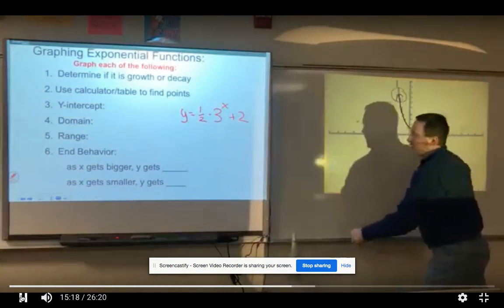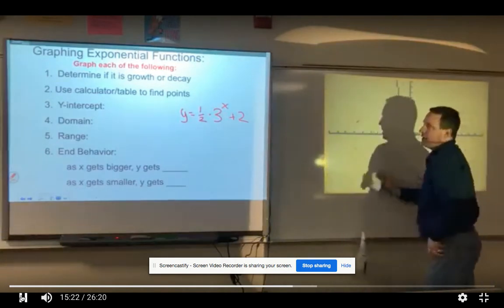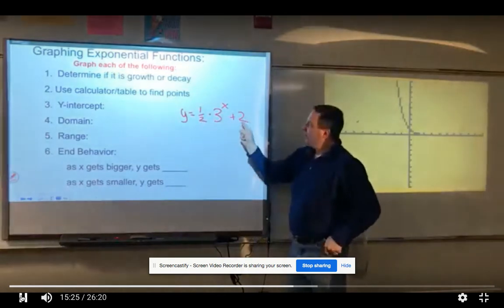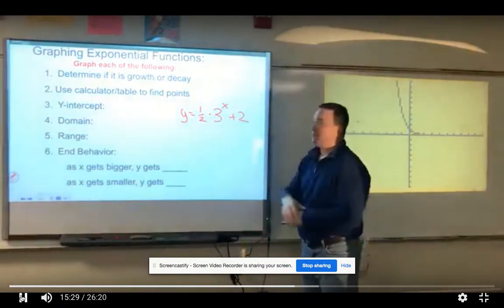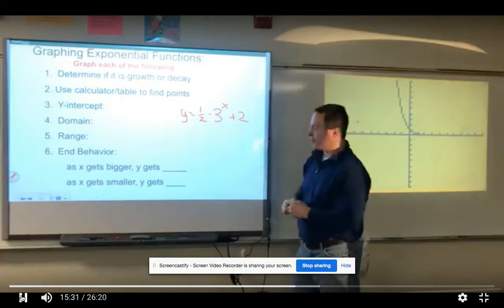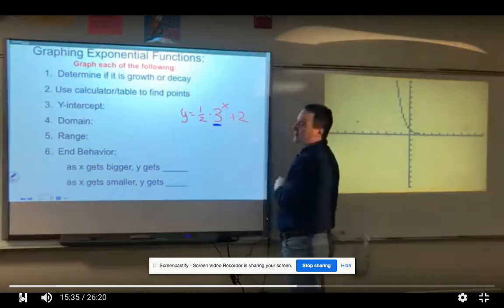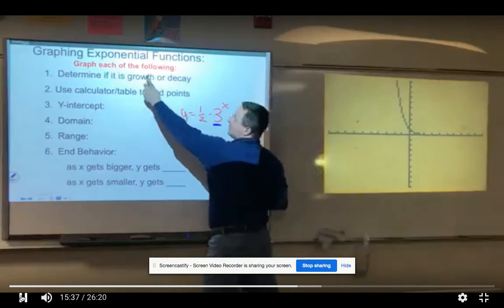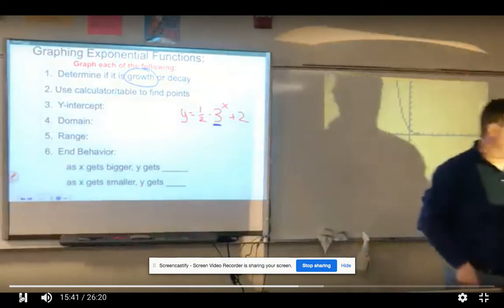Oh wow. That equation looks a little bit fancier. There's a couple different things on there. I have an A now, and then I have this thing out here at the end. But there's my B. Could I decide is it growth or decay? Well, there's my B. It's the number that's being raised to the power. B is greater than 1, so it's going to be exponential growth. So it should go up.